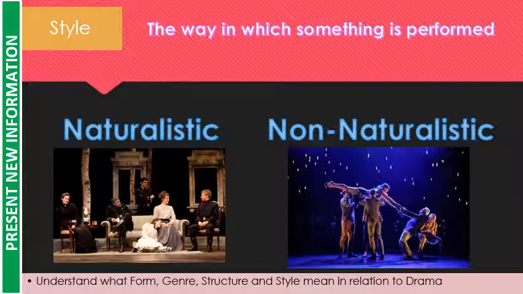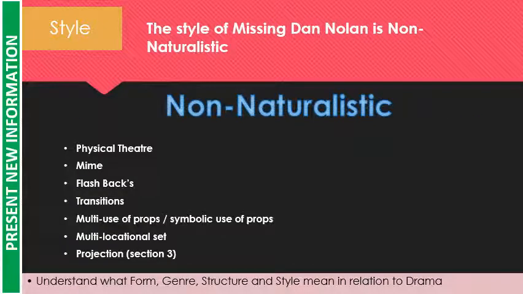We would have physical theatre, we could use mime, we could use direct audience address, breaking that fourth wall. There are many non-naturalistic techniques that we would use in non-naturalistic theatre. So the style of Missing Dan Nolan is non-naturalistic. Whilst the storyline and the words on paper are naturalistic, the way in which it is performed, remember that's what style means, is non-naturalistic.